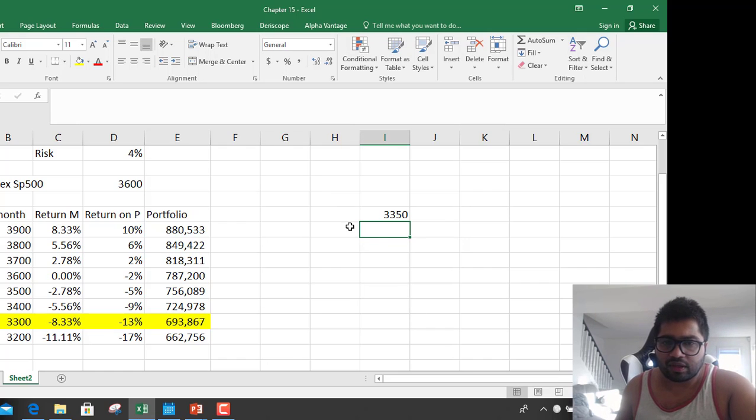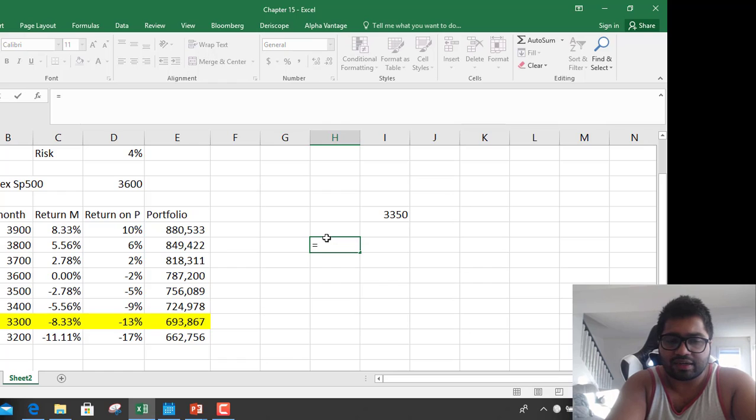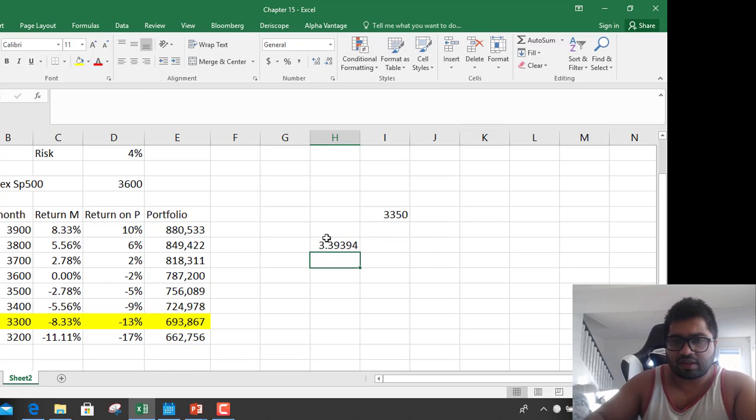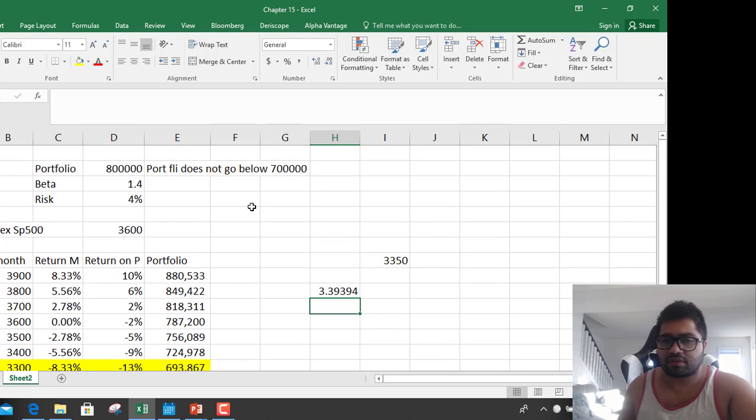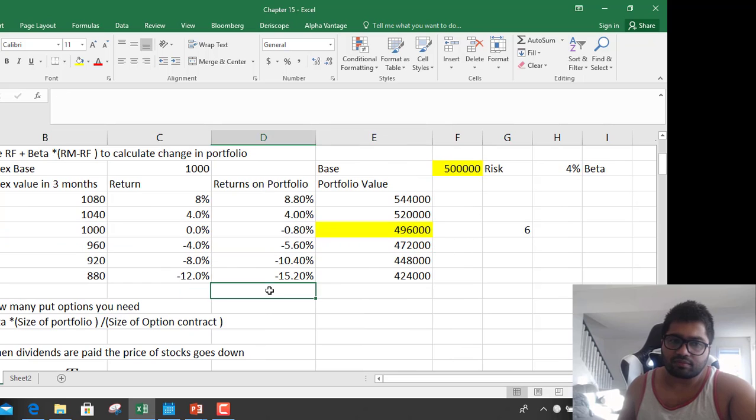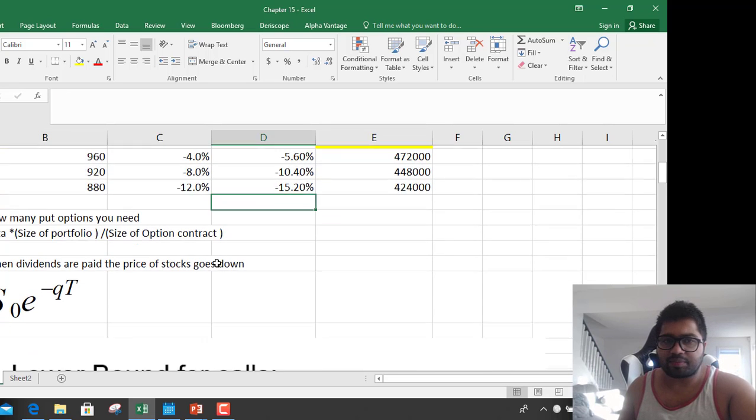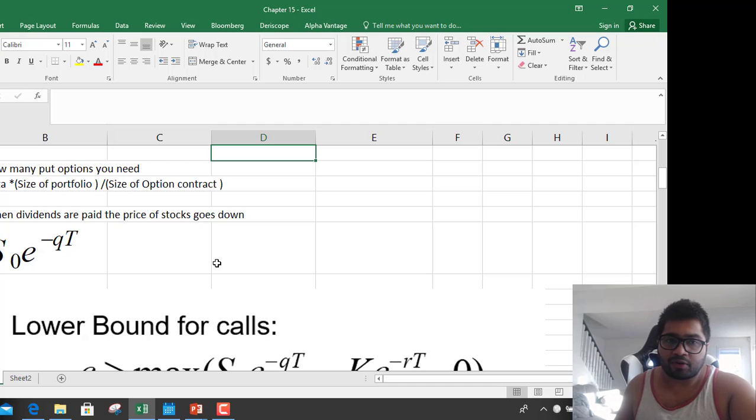Okay. Now how many contracts do you want to buy? Let's say you select this strike price. How many contracts do you need to buy so that you hedge? So how to calculate that? That is beta into portfolio size 800,000 divided by option size, so strike price into 100, because options are traded in contracts of 100. So 3.39 put contracts you need to buy. It's almost 4 put contracts you need to buy to hedge your risk. Okay, so this is the basic use of put options to hedge your risk.